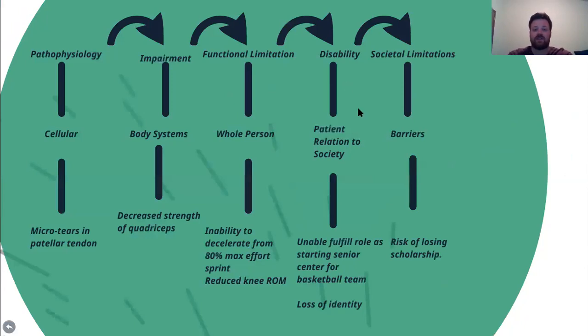And then we go on to disability, the patient's relation to society. They're unable to fulfill their role as a starting senior center for their basketball team, and then they have a loss of identity. They may lose their athletic identity, and that's important to know. And that kind of starts getting into the health-related quality of life. Maybe they're going to start struggling mentally. They're not going to be able to perform better that way.